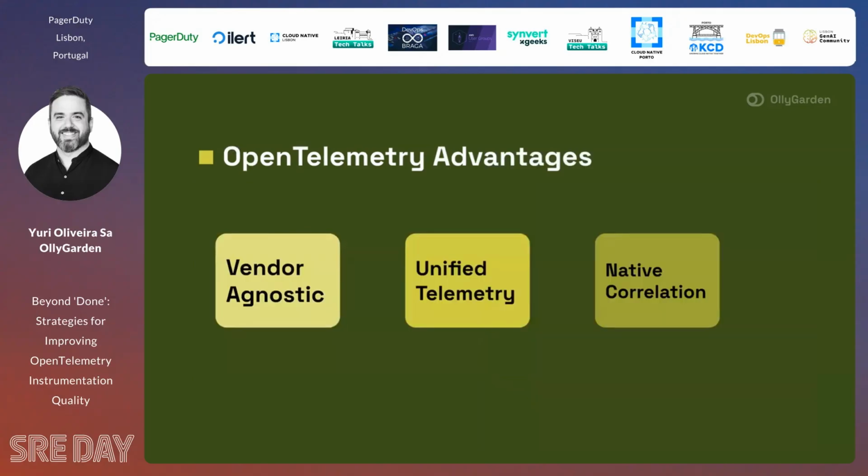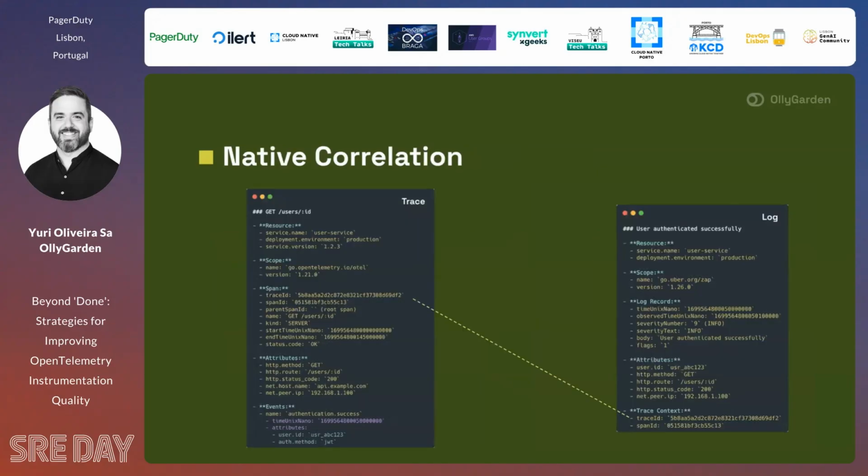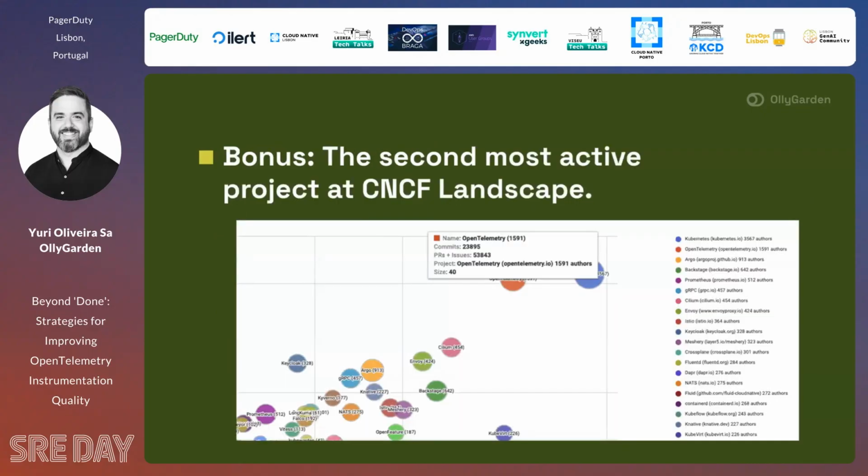Another advantage is native correlation, because OpenTelemetry defines that, let's say, in a magic way. You can have the trace ID in the trace, of course, and also in the log. So for the SRE and platform people, it gets easier to correlate different signals when you get an alert at 2 a.m.